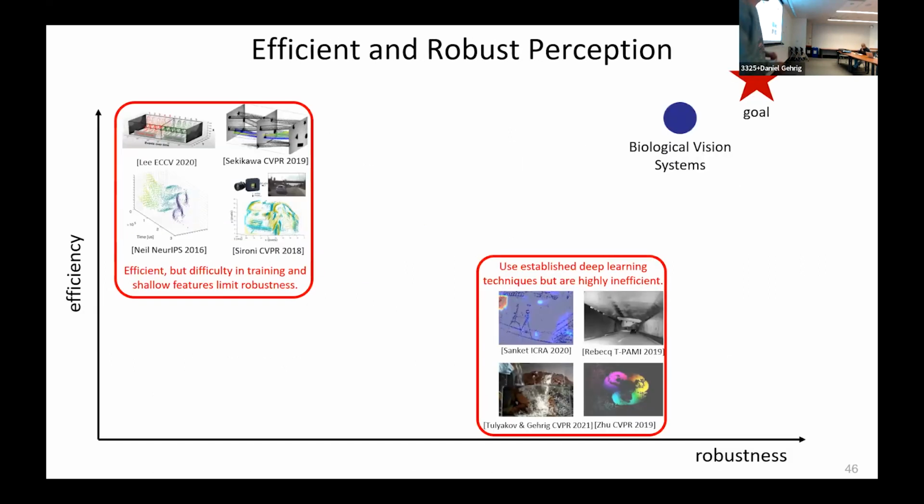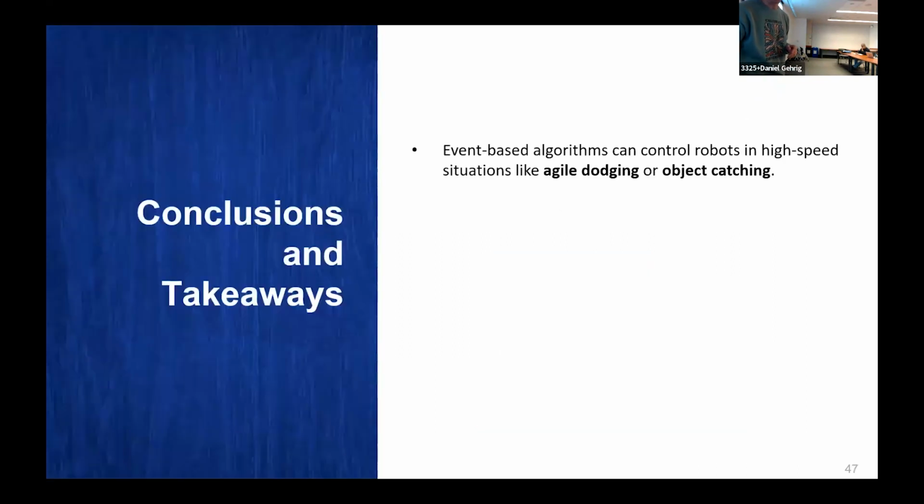Going back to the outset of this talk, I hopefully convinced you that we were able to combine useful elements from both classes of methods to get both efficient and robust deep neural networks. However, we're still a ways off from biological vision systems. So let me summarize the conclusions and then wrap up the talk.